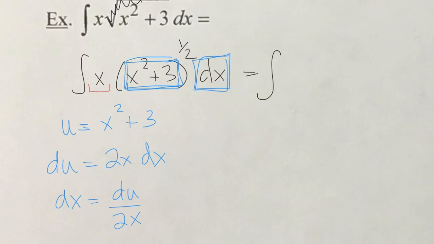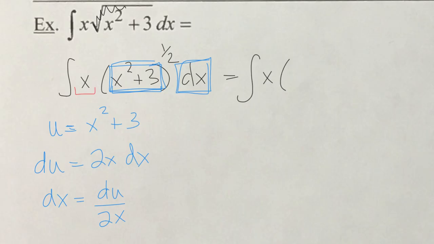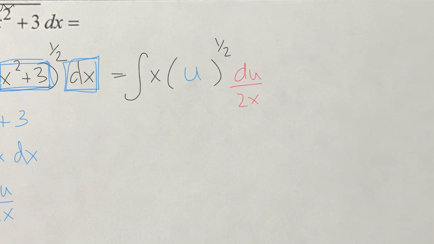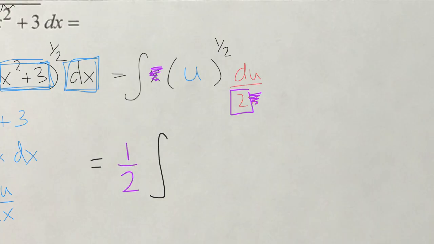So that's the integral of, let's see, x times u to the 1/2 times du over 2x. Okay, there we go. Now we have to do our canceling, right? We have our x here, and we have divided by x. X divided by x is 1. And now I'm going to bring my denominator of 2 to the outside as a 1/2. So 1/2 the integral of u to the 1/2 du. Much simpler way to take an antiderivative.